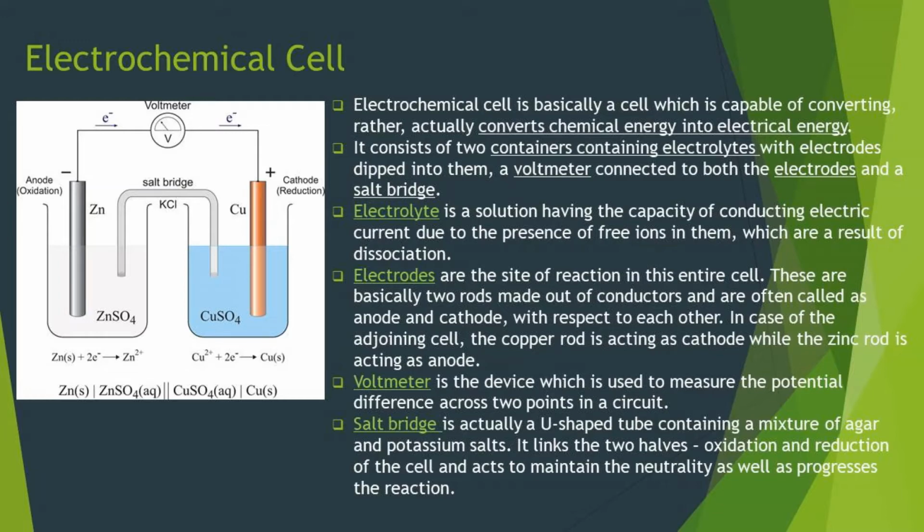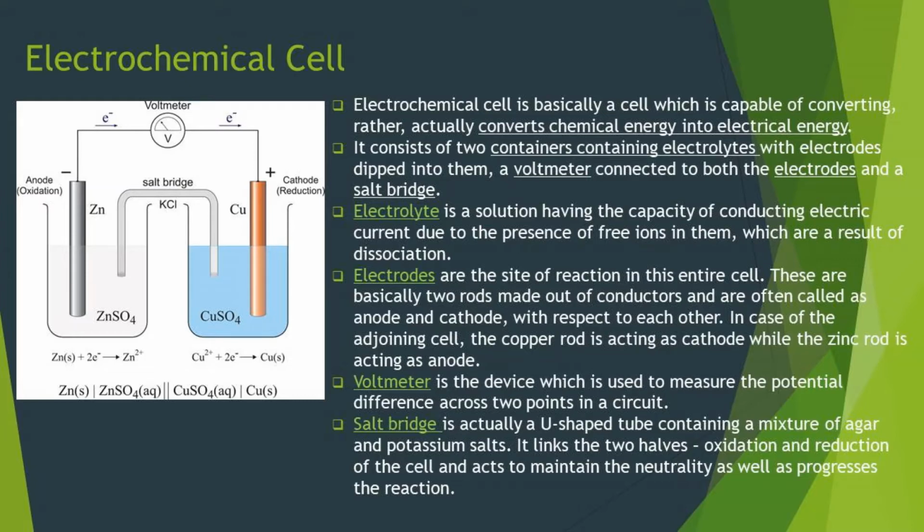Electrochemical cell is basically a cell which is capable of converting, rather actually converts, chemical energy into electrical energy. In this image you can see that it consists of two containers containing electrolytes with electrodes dipped into them, a voltmeter connected to both the electrodes, and salt bridge. Now we will study about some concepts like electrolyte and electrodes.